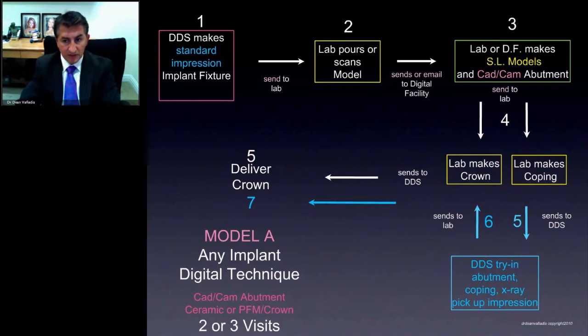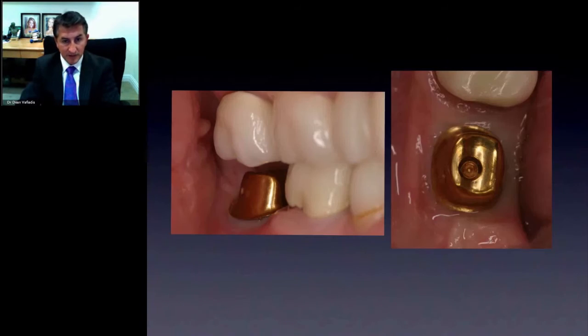So you see, if you're making multiple units, sometimes we'll send out for the coping. If we're making 1 or 2 units, we can go right to finish. So that's model A of digital CAD/CAM abutments and CAD/CAM crowns. That's when the dentist does not have any kind of scanning capability.